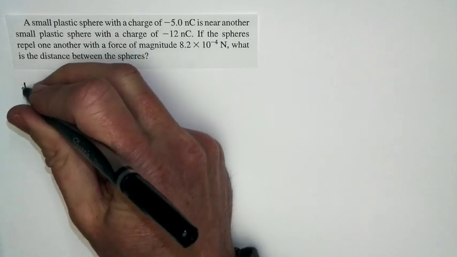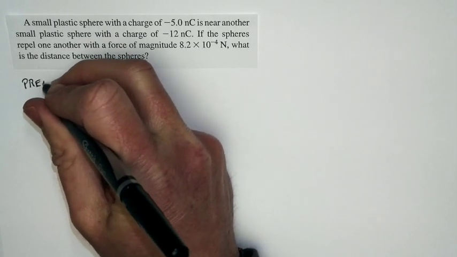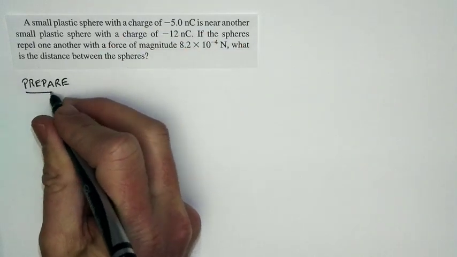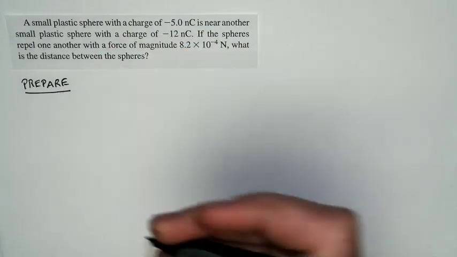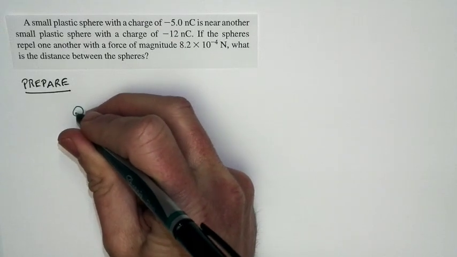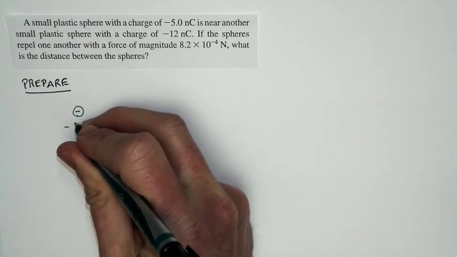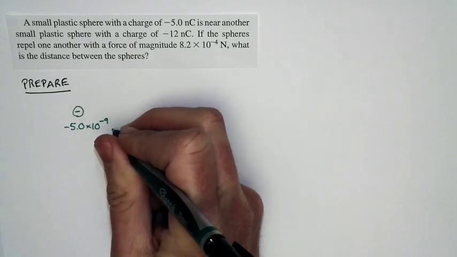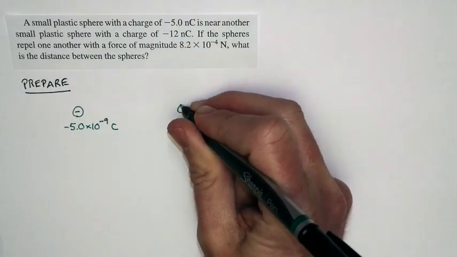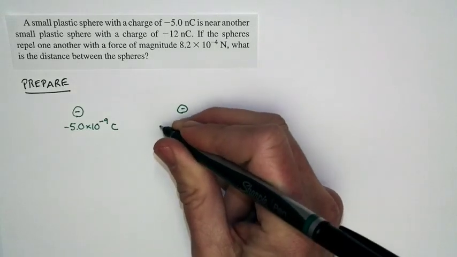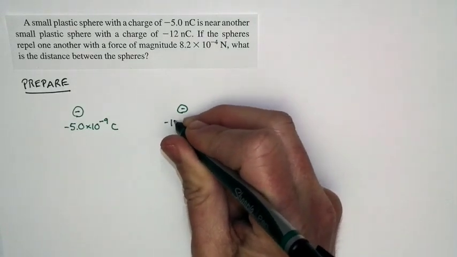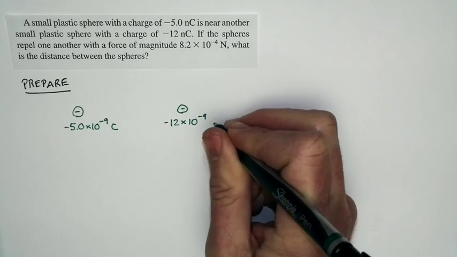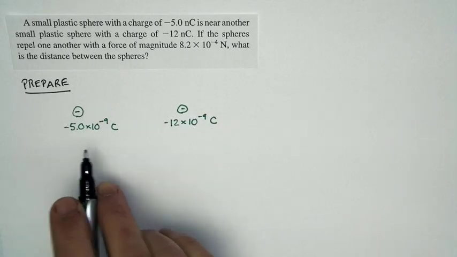Let's take a look at the setup of this problem. There's a small plastic sphere, and it's at some distance from a second small plastic sphere. The first sphere has a charge of -5 nanocoulombs, or -5 times 10 to the minus ninth coulombs. The second sphere, which is at some distance, has a charge of -12 nanocoulombs, or -12 times 10 to the minus ninth coulombs. So we have these two charged spheres.